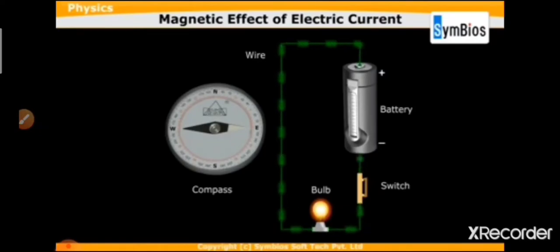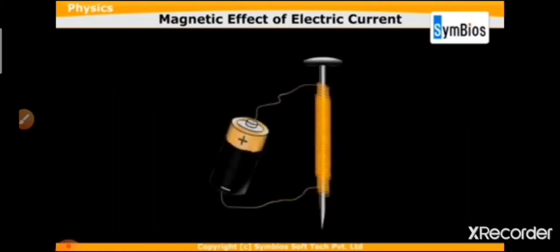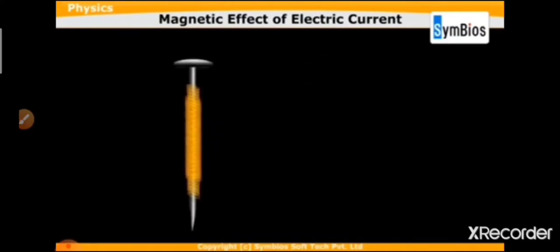Now, let us understand the magnetic property exhibited by electric current using a simple circuit. Here is an iron nail on which we have wound a piece of copper wire. We can see that this nail does not attract these paper clips.